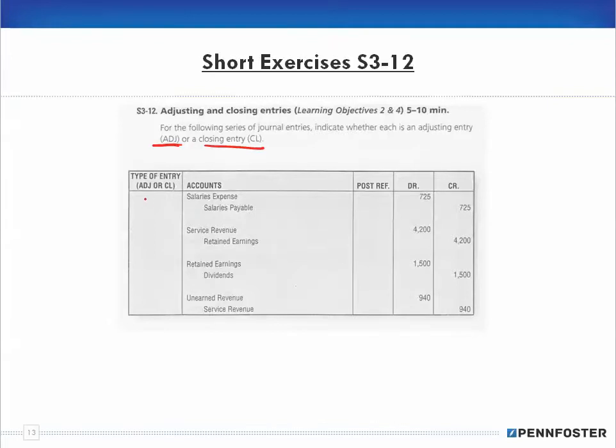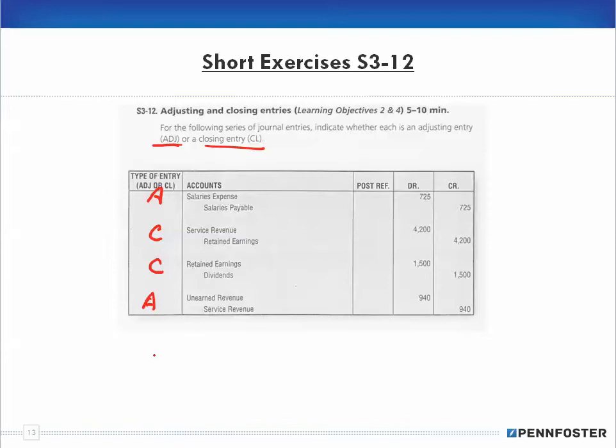So for this first one here, this is an adjusting entry, because you're not using the retained earnings account. For the second one, you're using retained earnings here, so that's a closing entry. For this third one, retained earnings, it's a closing entry. And this one doesn't have retained earnings, so that's an adjusting entry. And it's just that simple.